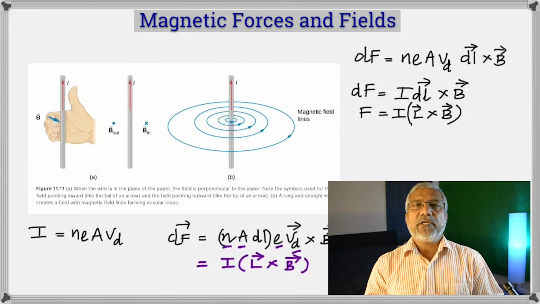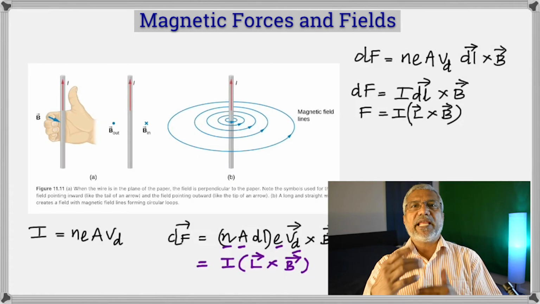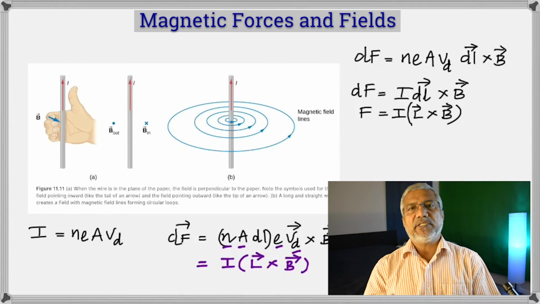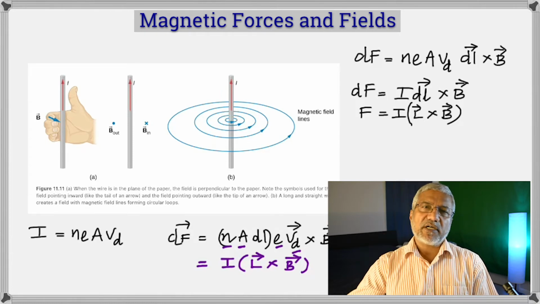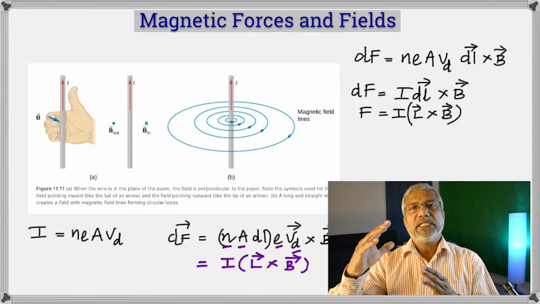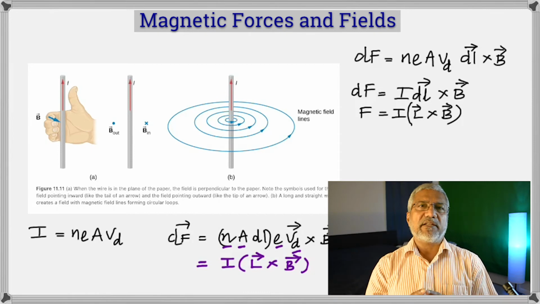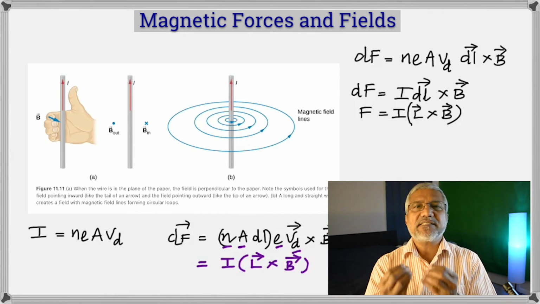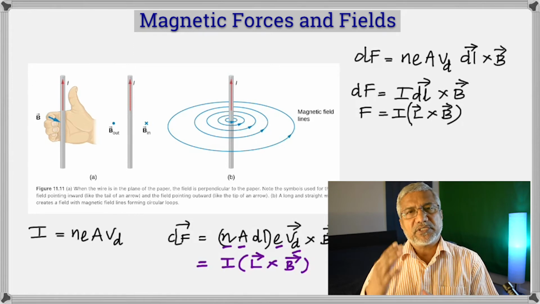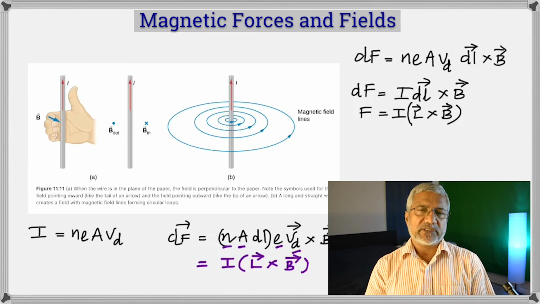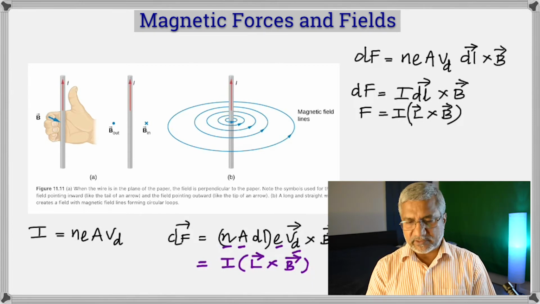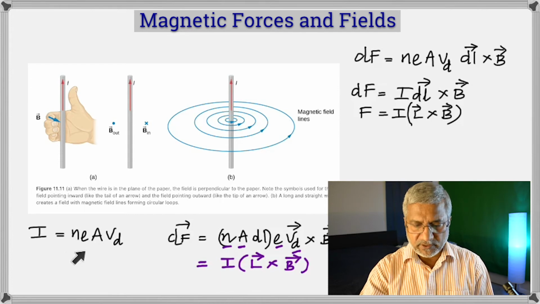The next topic is where you have a current carrying conductor situated in a magnetic field. So instead of a charged particle, you have a current flowing through a conductor, and the conductor is placed in a magnetic field. Essentially, it is the same idea, because a current is nothing but flow of charges. So all we've got to do is find the total charge that is flowing through the conductor. So that's why I've written this formula.